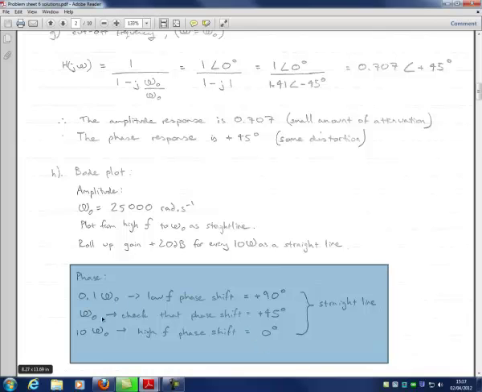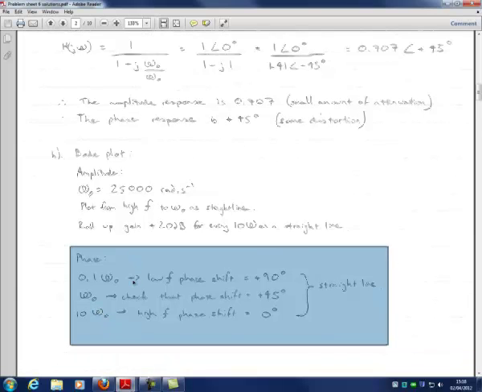And then at omega naught, we just want to check that our phase shift passes through this plus 45 degrees value that we calculated. And at either side of the 0.1 omega naught, we make it a flat line. And at 10 omega naught, we make that a flat line too. So let's have a look at what this looks like.